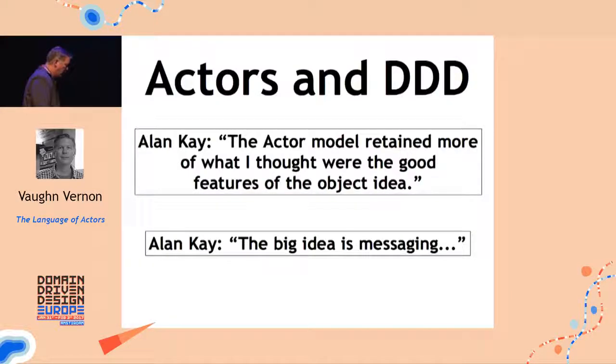Okay, so where do actors and domain-driven design meet together? What are the advantages? Well, I want to highlight two important features of the original ideas behind object-oriented programming. Again, Alan Kay made these statements. The actor model retained more of what I thought were the good features of the object idea. So Alan Kay is a fan of the actor model. And of course, the actor model was inspired by Alan Kay's work on Smalltalk.